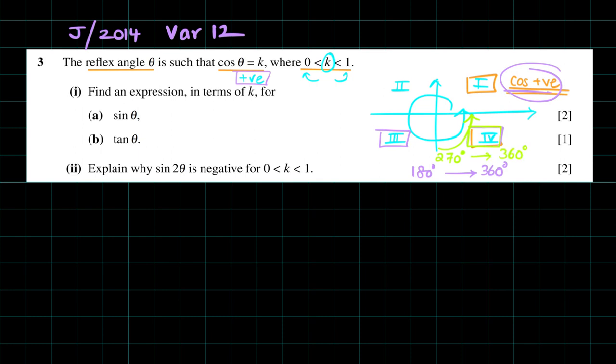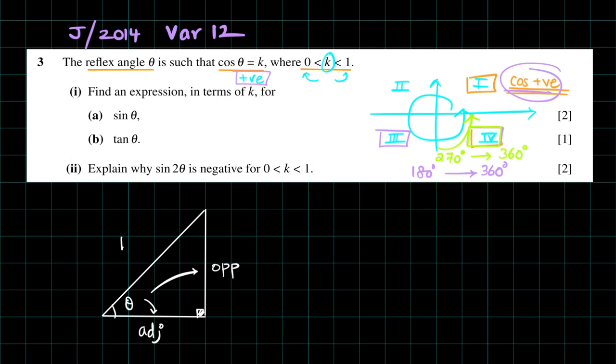Now, once this is determined, let me draw a triangle. I'm drawing just a right angle triangle. And let me label this angle as theta. This is 90 degrees. This is the opposite side of theta. This is the adjacent side of theta. And opposite to 90 degrees is the hypotenuse.